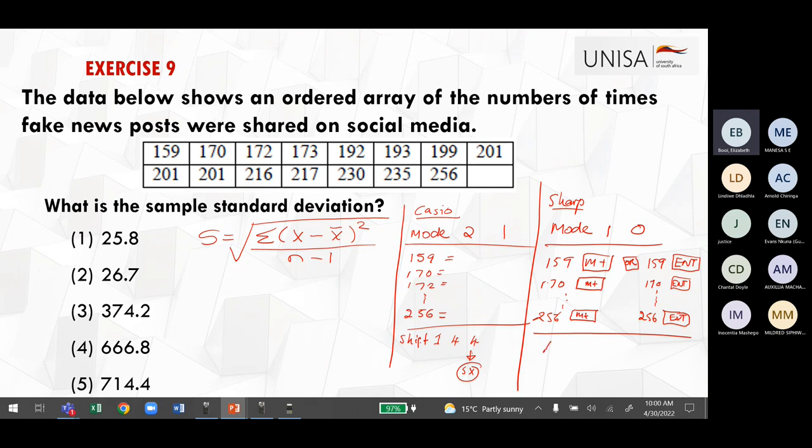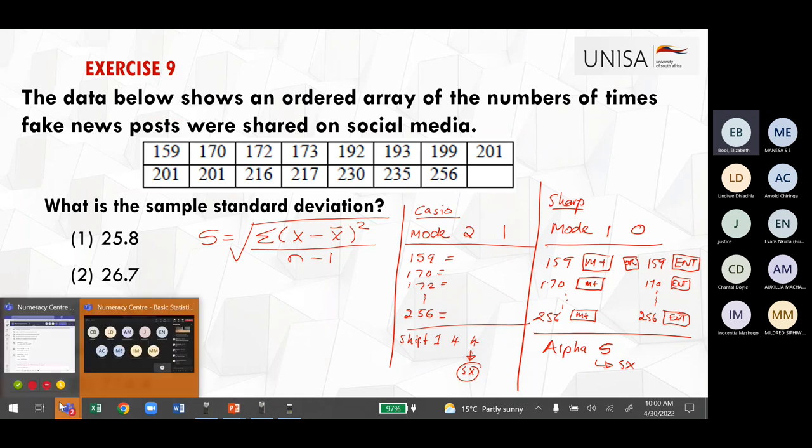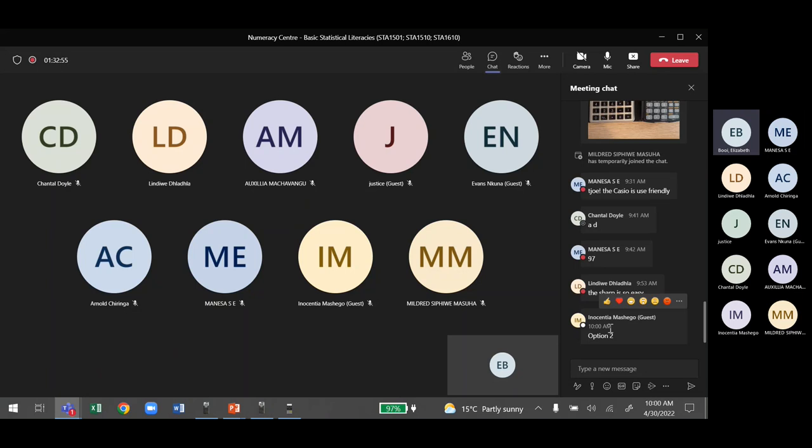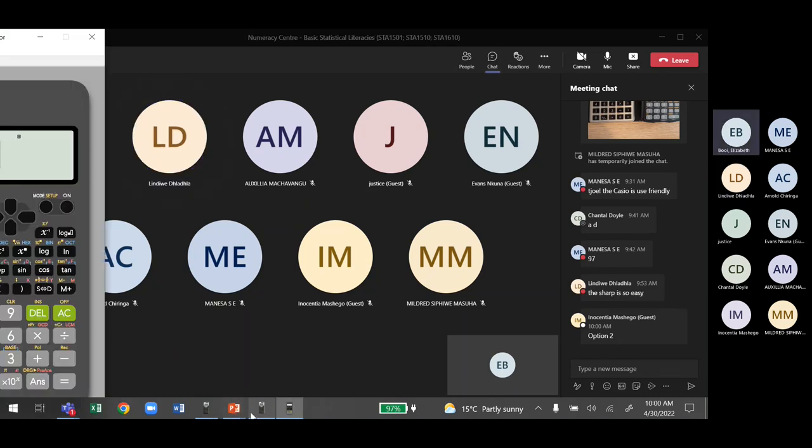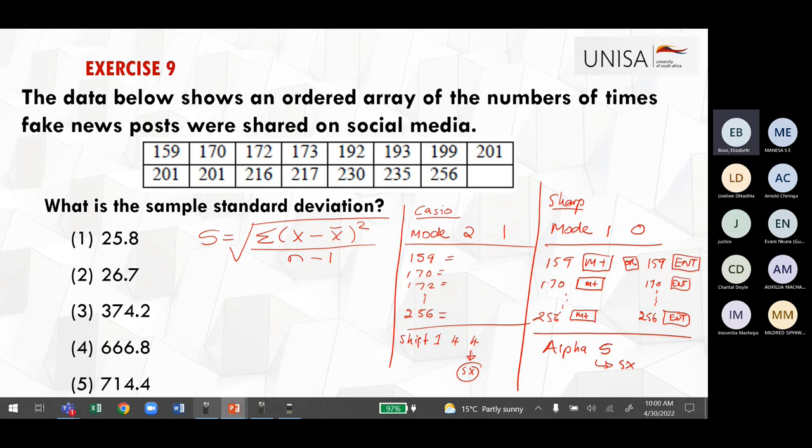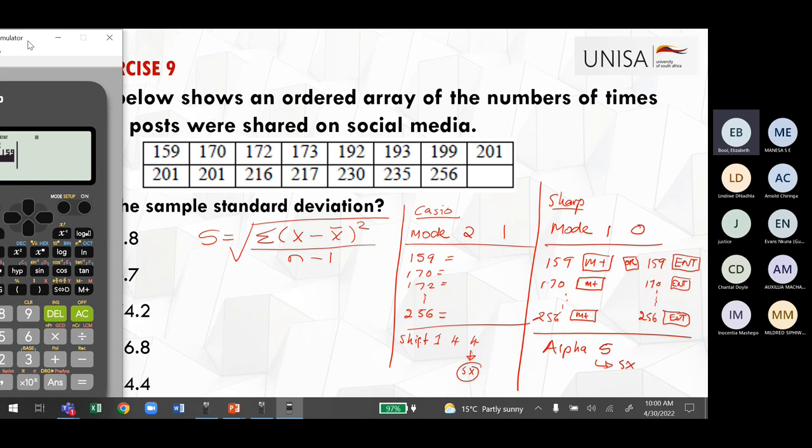Once you have captured your data, easy stuff. You're going to press alpha, and then press button number 5. That will give you your standard deviation. Once you are done, let me know what the answer is. I'm just going to go over this. Number 2, option 2 is the answer. So let me quickly do that.